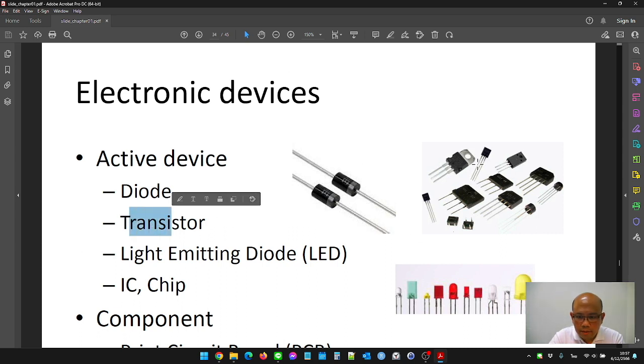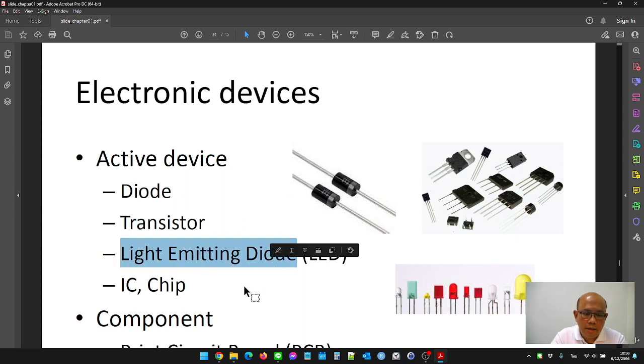and the next one here, with three pins, is the transistor. In the transistor group there are bipolar transistors, MOSFET, and IGBT. This is the group of transistors. For more detail, you can search or read, or sit in a class about electronic devices. And the next one is the LED, light emitting diode, in this picture.